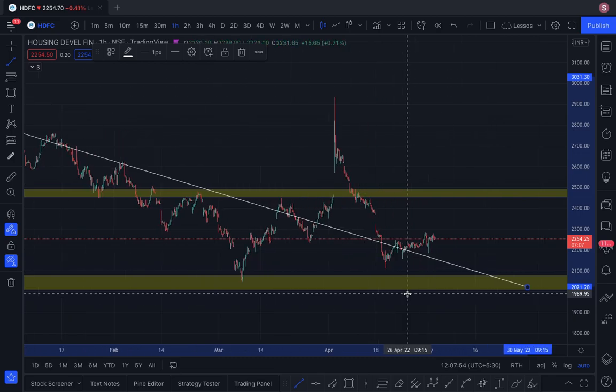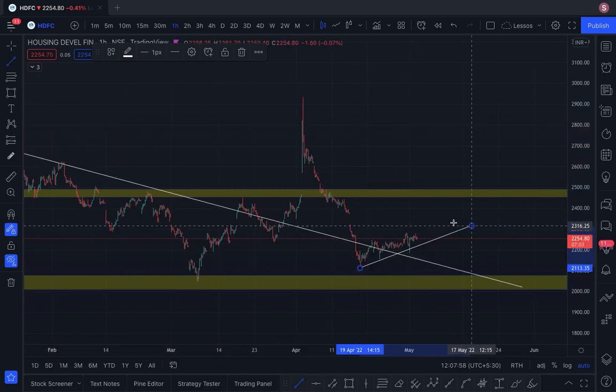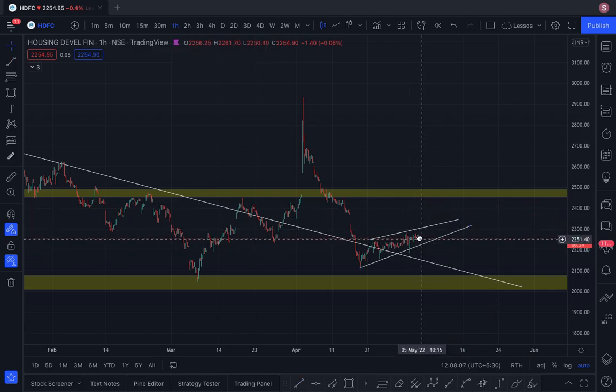Again, you can form a channel here, you see, I'll take this point. You can make a channel here. So HDFC Bank and HDFC are showing almost similar tendency. If it breaks out, then again you can take a trade.